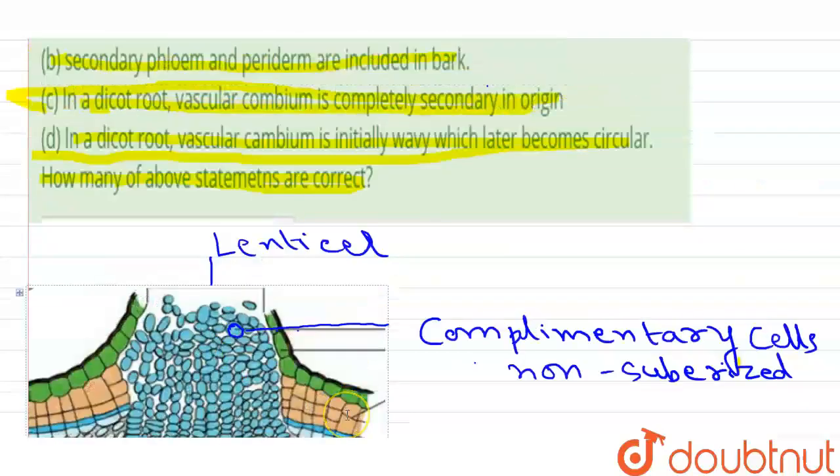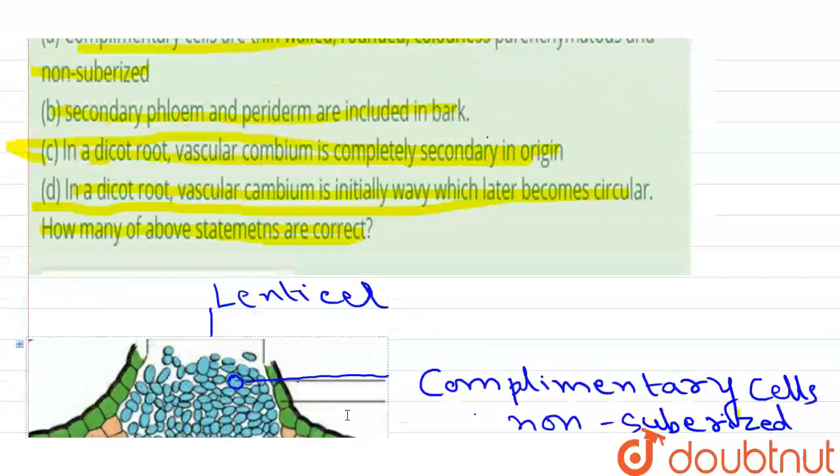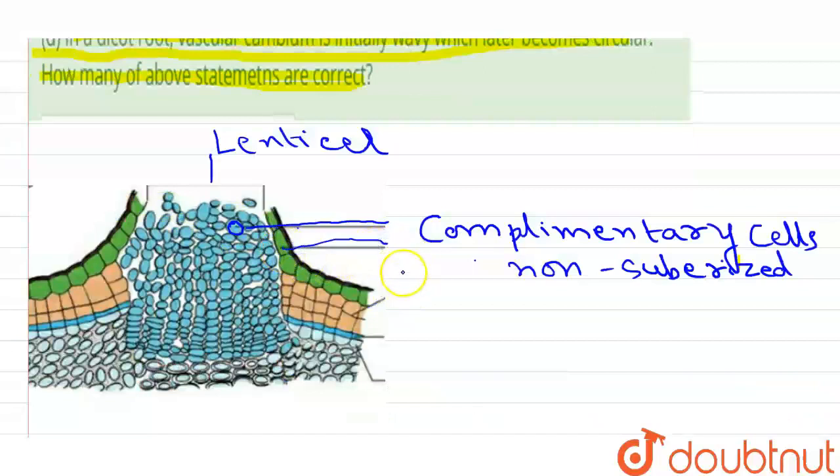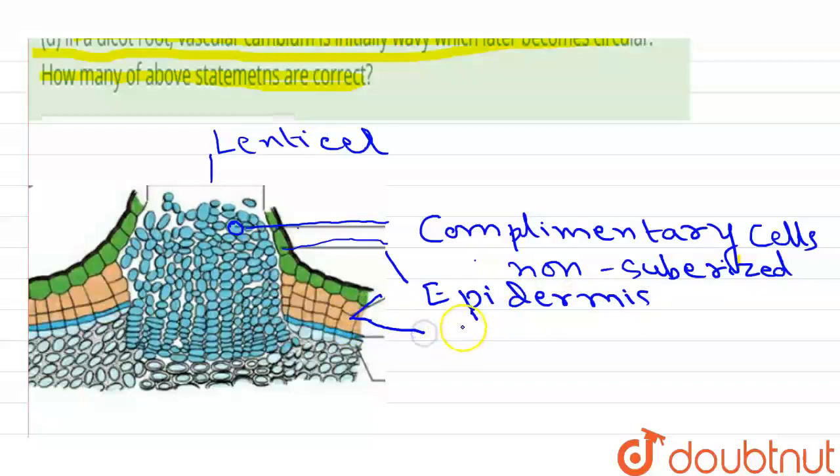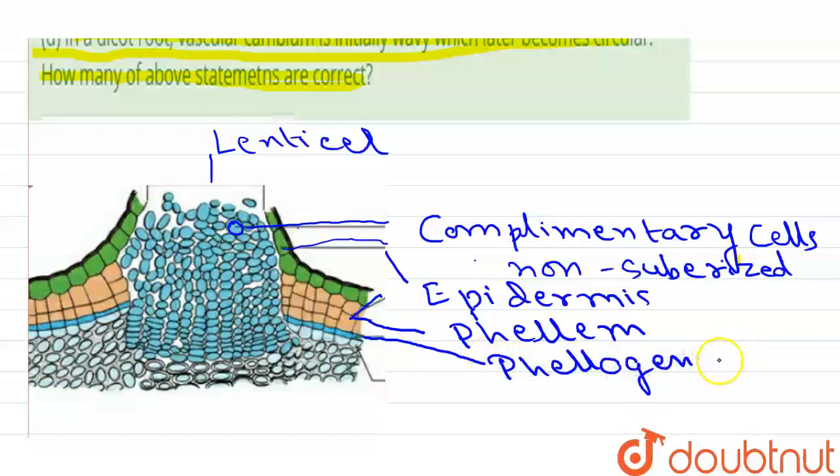Let's talk about the second statement, that is option B, secondary phloem and periderm are included in bark. This is the epidermis. This one is the phellem or cork. This one is the phellogen, or cork cambium. And this one is the phelloderm, or secondary cortex.